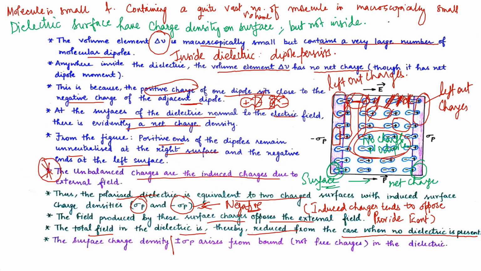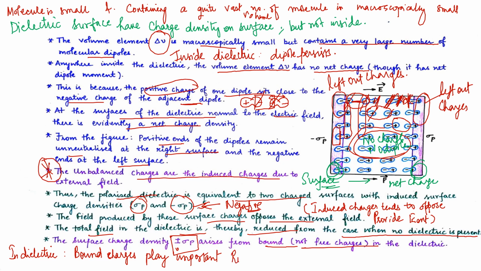Surface charge density plus or minus sigma p arises from bound, not free, charges in the dielectric. This is again one of the big differences in a dielectric: bound charges play an important role. But in the case of metals, they have free charges. Free charges are present in the case of metals.